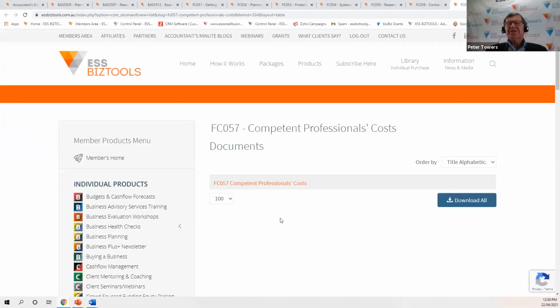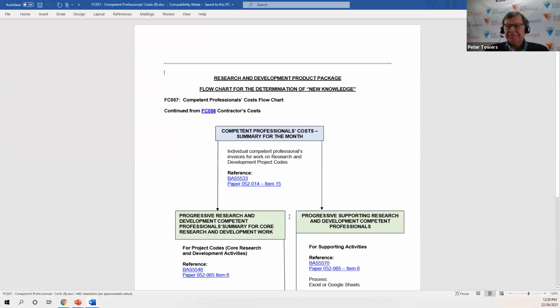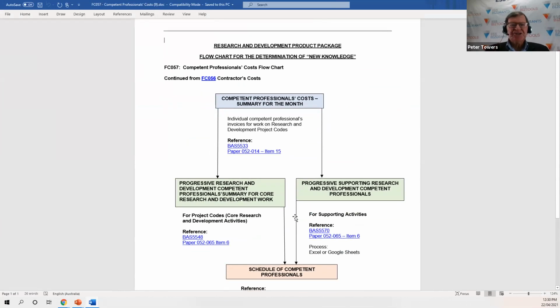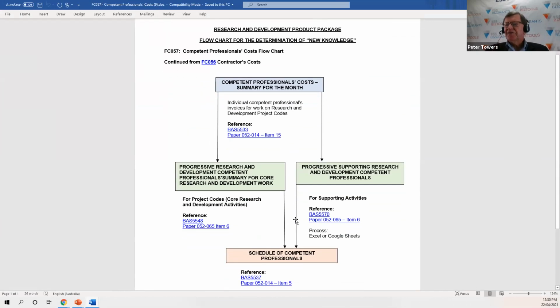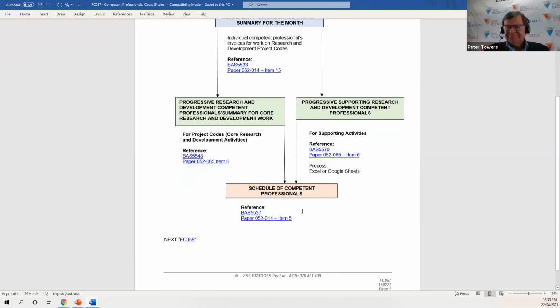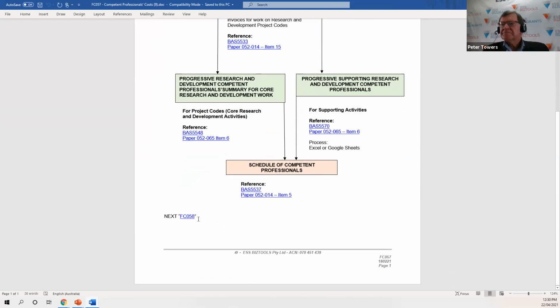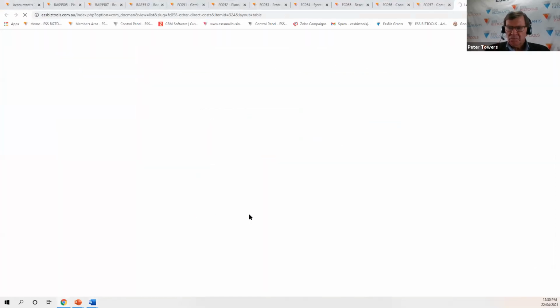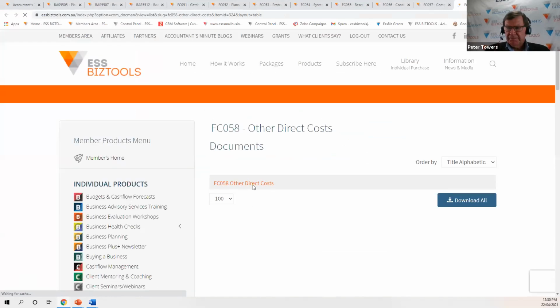Similar costings are maintained for the competent professionals, which again would be based on tax invoices in the main, allocation to project codes, and details of what the task codes were. Or if it's the supporting activity, the supporting project codes would be shown. Other direct costs can also be recorded.